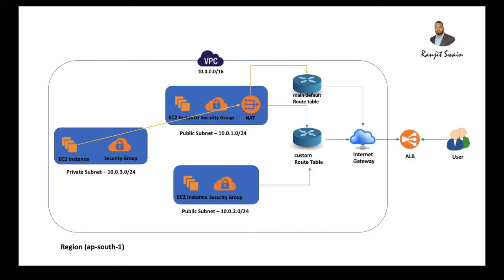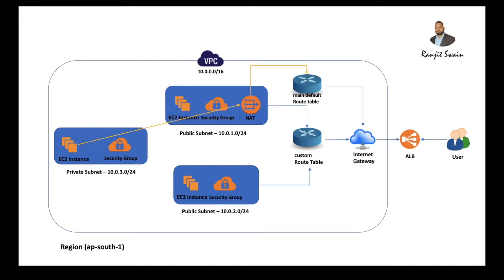So here is the complete picture of the architecture and what we are going to create in our AWS. If you see the diagram here, we have our custom VPC with a CIDR block of 10.0.0.0/16. Okay, and we'll have two public subnets. One will be 10.0.1.0/24, and another one will be 10.0.2.0/24. These two will be the public subnets, and in these public subnets we will be creating the EC2 instances and security group. In one of them we will keep the NAT gateway.